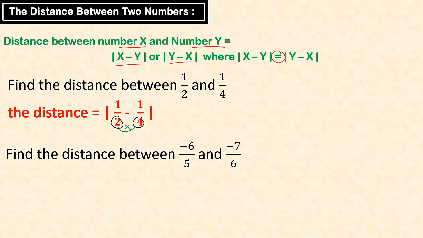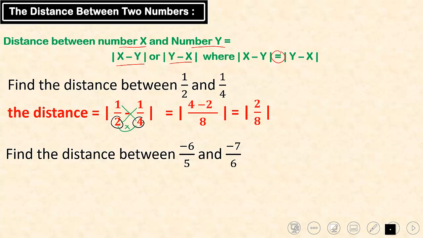2 times 4, and then this is my new denominator, which is 8. 4 times 1 and 2 times 1. Now I will have the absolute value of 4 minus 2 over 8, which is the absolute value of 2 over 8. To put it in the simplest form, it's equal to the absolute value of 1 over 4, which is, we said that an absolute value of any positive number is the same number. So it's equal to 1 over 4. So the distance between half and 1 over 4 is 1 over 4 units.